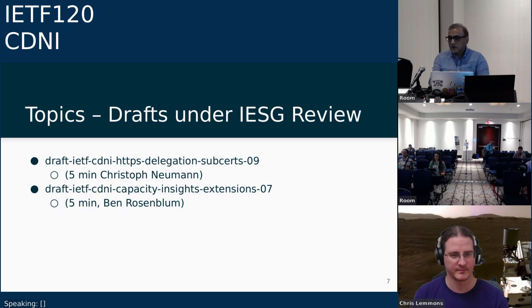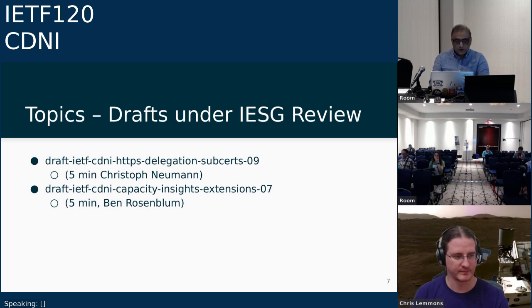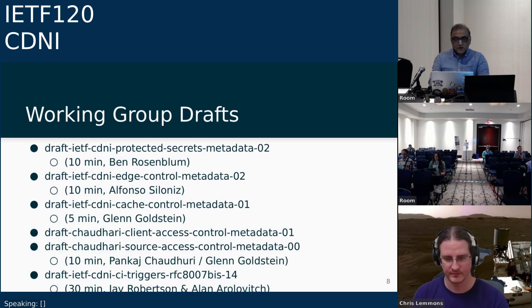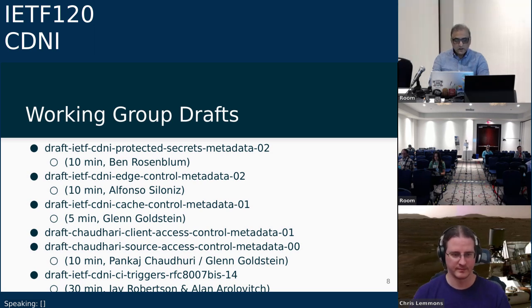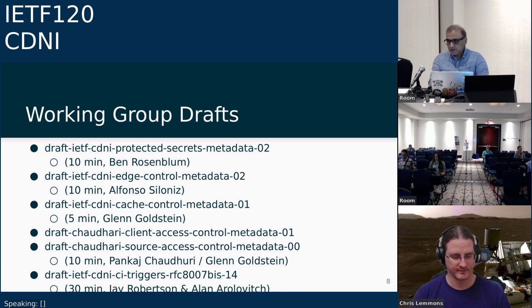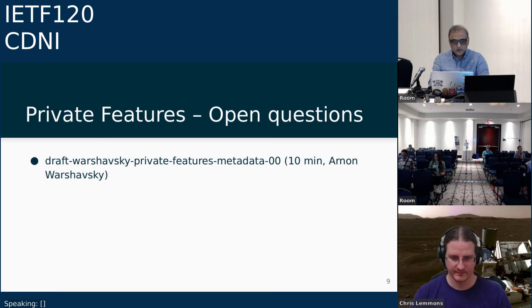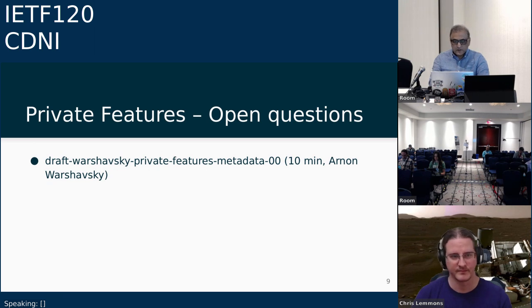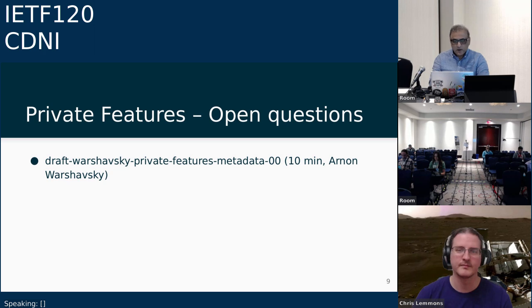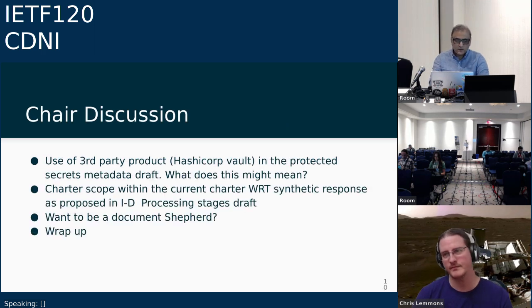We've got two drafts that are under the IESG review, so we'll go through those two drafts first. Next slide, please. And then we have a number of working group drafts. There are at least 6 of these, so we're going to spend the bulk of time reviewing these documents, their status and where things are. And then we will also go through private features. There are some open questions on the mailing list, and Arnan will talk through that. I'm not sure if we're going to be able to reach any decision, but we'll definitely talk through that.